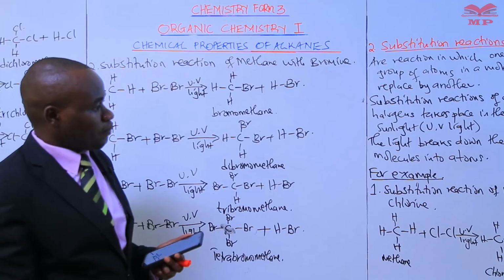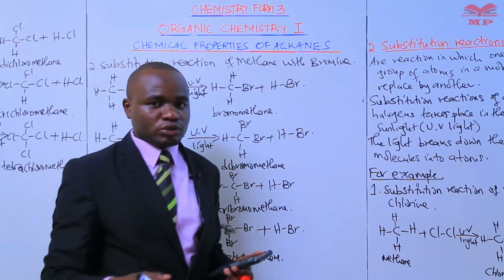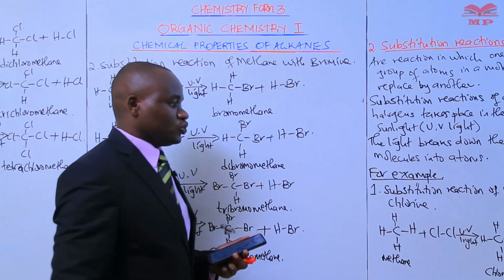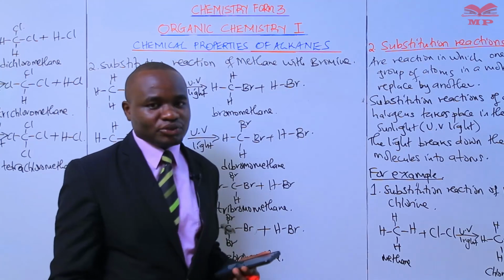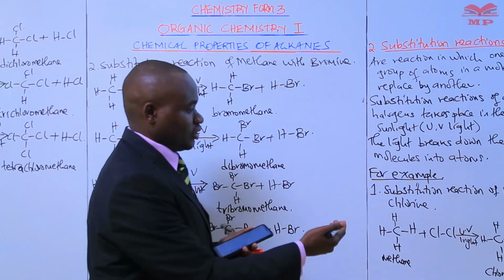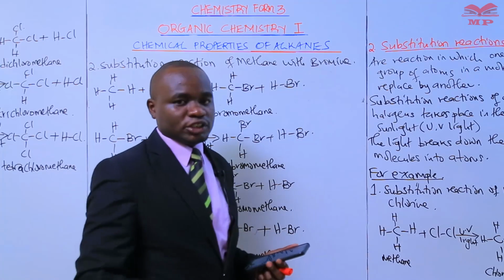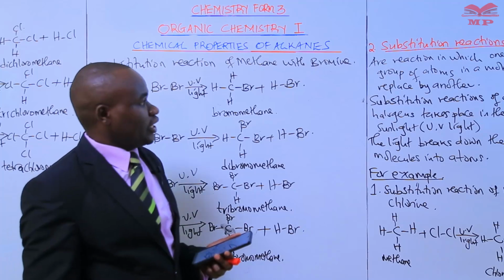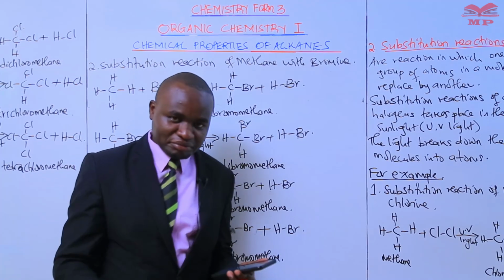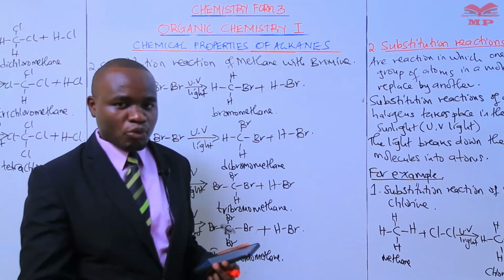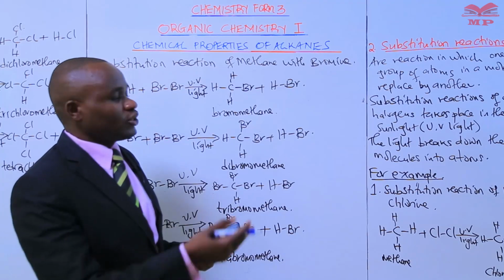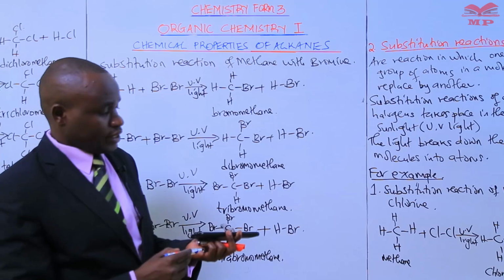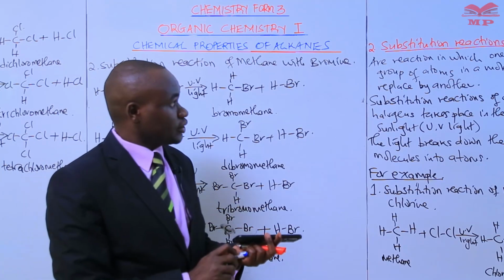So for that reason, we expect the reaction between chlorine and methane to be faster than the reaction between methane and bromine. So that is the difference. I'm saying methane and chlorine, the reaction is faster, but methane and bromine, the reaction is slower. If you also look at iodine, the reaction is even slower, because out of the 3, iodine is the least reactive of the 3. So that is that.